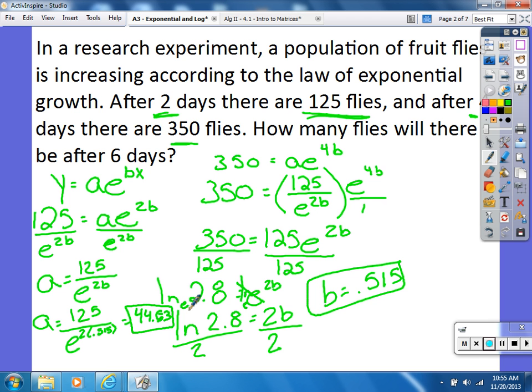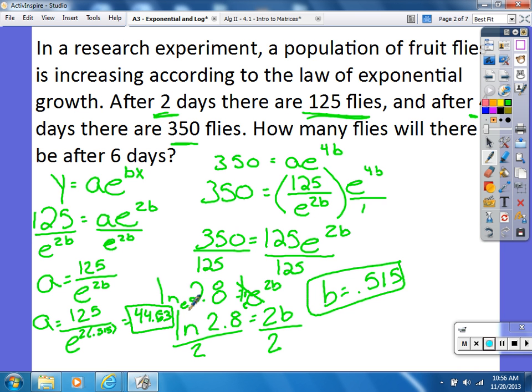Okay? If that confuses you, change it to natural log by doing the ring around the equal sign. If I do that, I get natural log base e of 2.8 equals 2B. And that's what I wrote right there. So you have a couple options to do that problem.